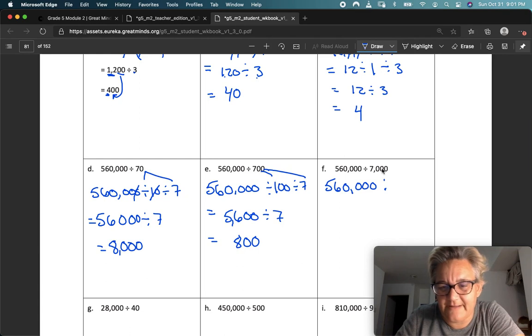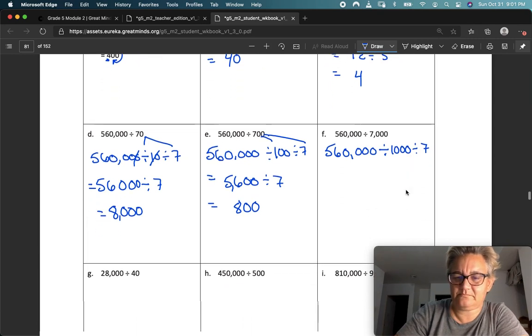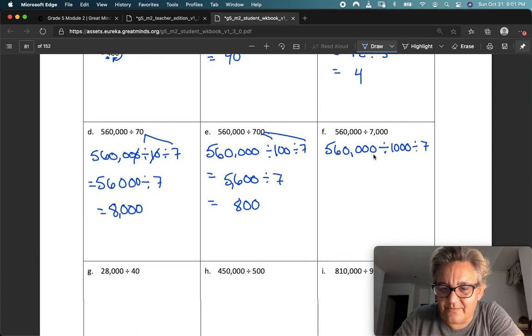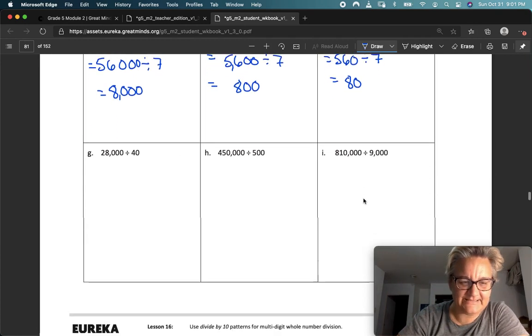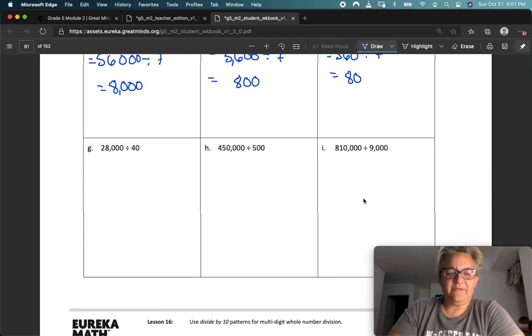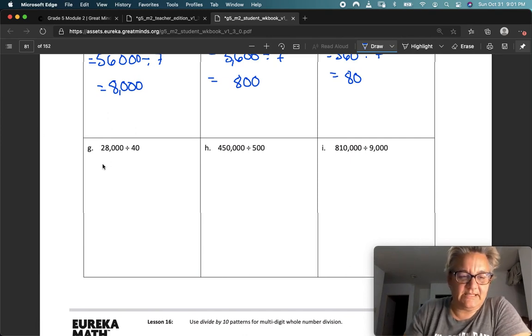56000 divided by, and this I'm going to split into 100 and 7. Now I can take off 1, 2, 3, 4, 1, 2, 3, 1, 2, 3. It's going to give me 560 divided by 7, and that's going to be 80 is my answer. All right, let's keep going. We have 3 pages for this homework, or this section, so let's do it quickly here.